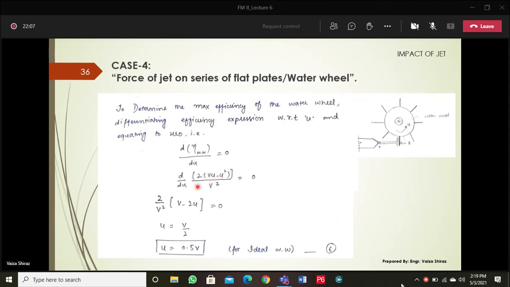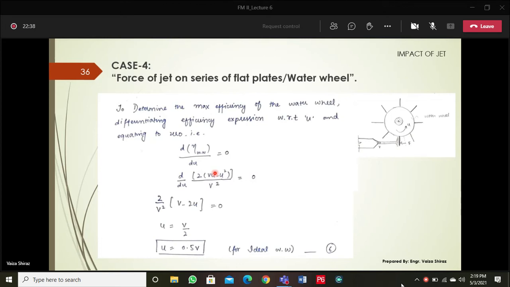What is the reason for this? Your V is basically converted into the U. The greater the proportion of V that is converted into U, that basically shows that your system is more efficient. Okay? That is why we are differentiating your equation in terms of U. And we will equate it to 0 because we need the maximum conversion of V into U to take place. So that is why we are equating it to 0.